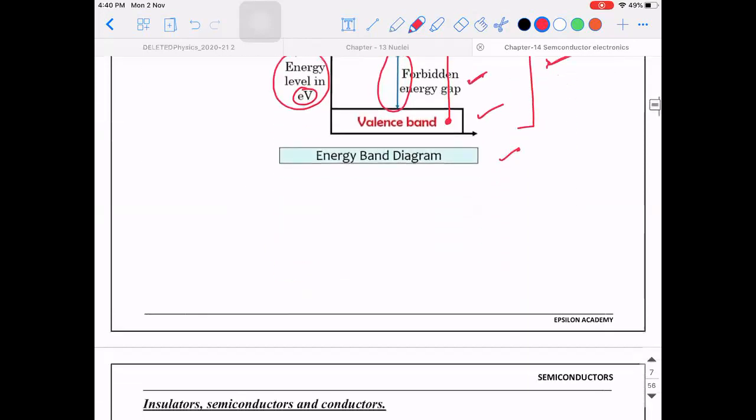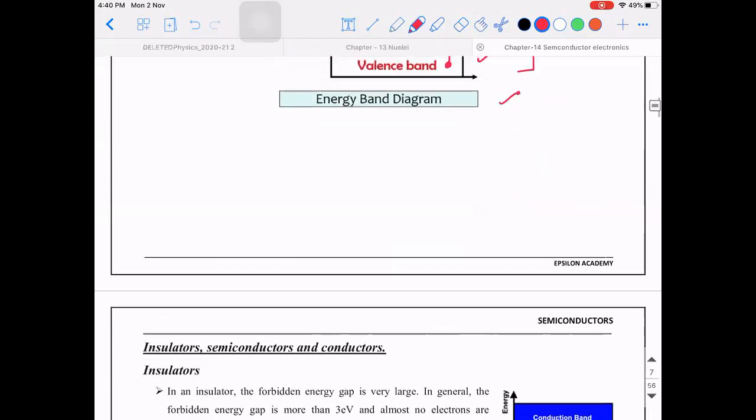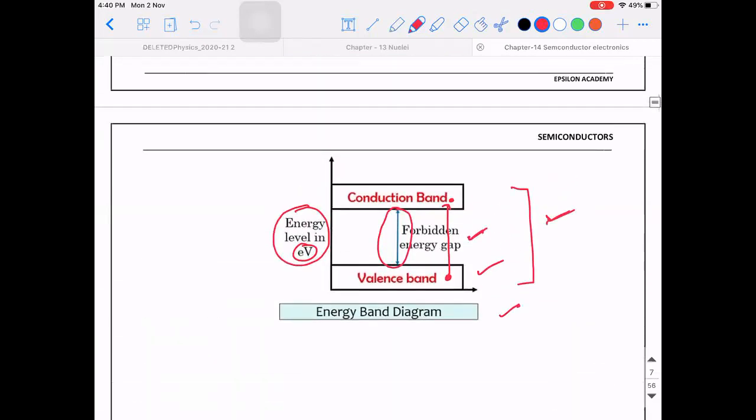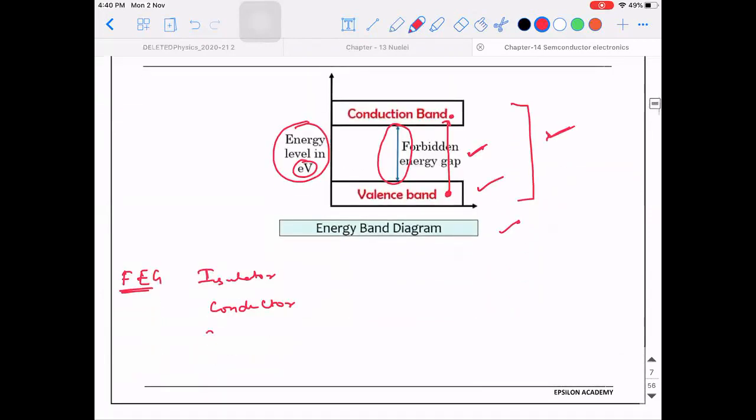Okay. So the next concept is insulators, semiconductors, and conductors based on the energy band diagram. Even before we get into the context, let's use some logic and tell the answer. If I put a question like this, the forbidden energy gap for insulator, conductor, and semiconductor, will it be high, low? I'll put it like this: very high, high, low, medium, nothing.